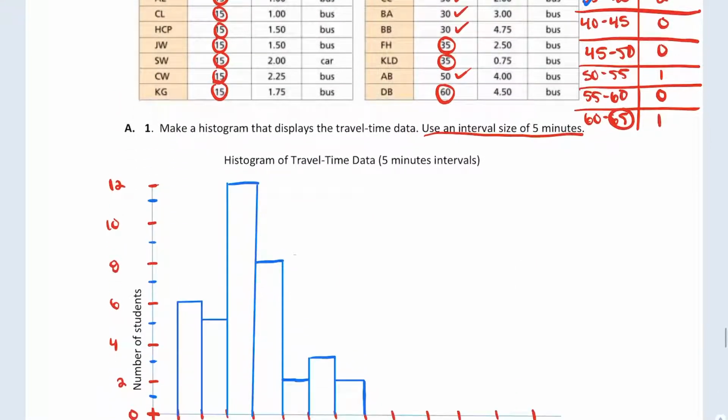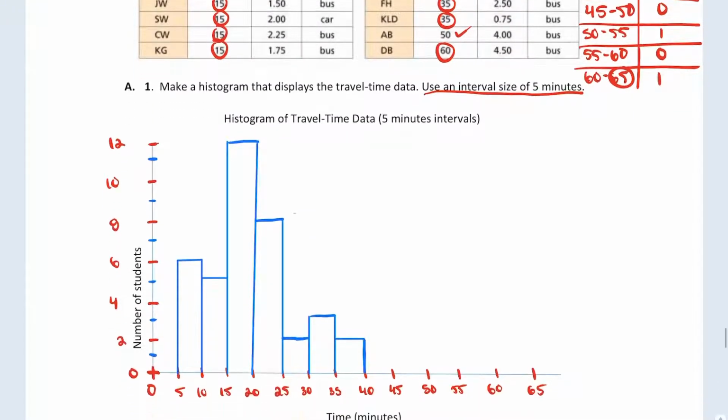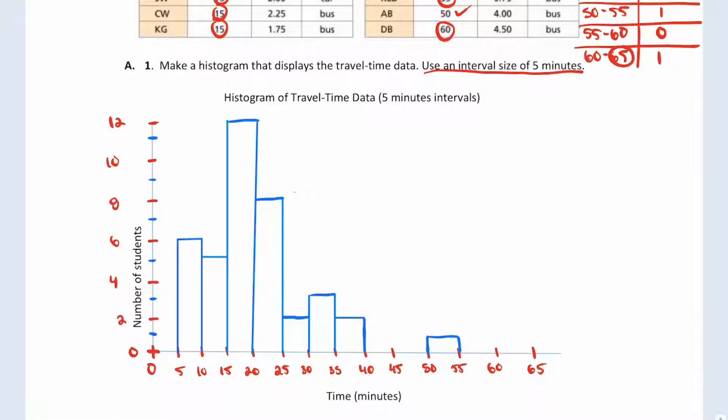Good, we're at 35 to 40. Now we're at 40 to 45. Hey, look, we have 0. 45 to 50, we also have 0. 50 to 55, so we're leaving those gaps there. So this is at 1. Okay, 55 to 60, we also have a gap. And then at 60 to 65, we should include a bar at 1. And there we go. Now we have a lovely histogram here.